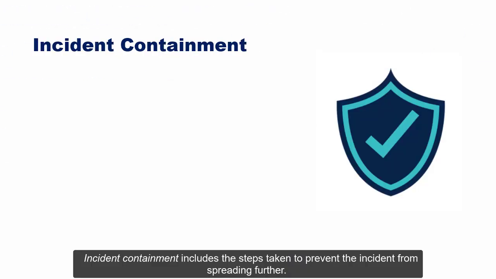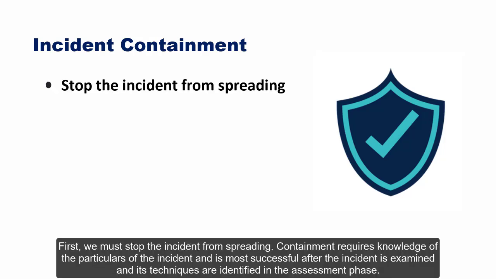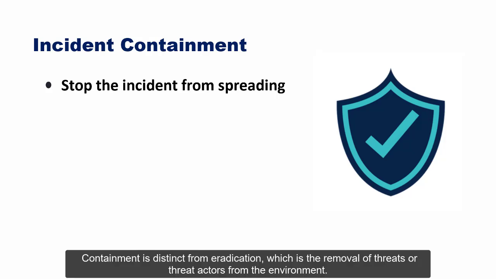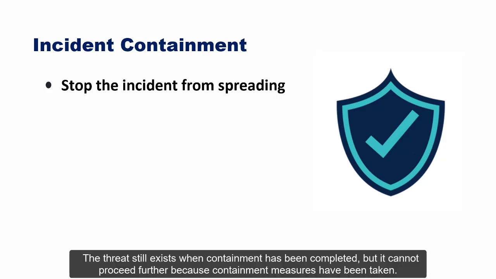Incident containment includes the steps taken to prevent the incident from spreading further. First, we must stop the incident from spreading. Containment requires knowledge of the particulars of the incident and is most successful after the incident is examined and its techniques are identified in the assessment phase. Containment is distinct from eradication, which is the removal of threats or threat actors from the environment. The threat still exists when containment has been completed, but it cannot proceed further because containment measures have been taken.